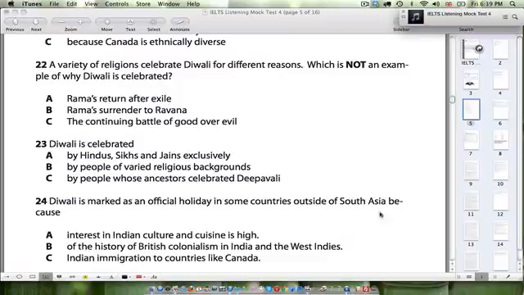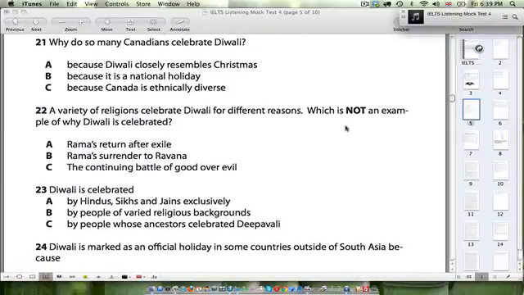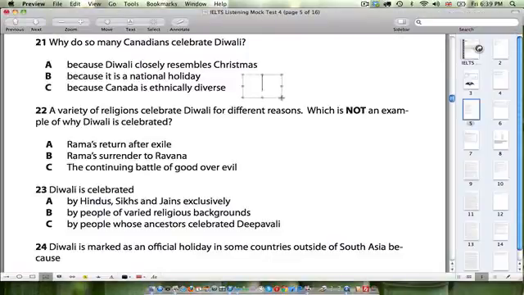Before you hear the rest of the conversation, you have some time. Okay, so let's go through these questions. Why do so many Canadians celebrate Diwali? It's not because it resembles Christmas. It's because Canada is ethnically diverse. So they were mentioning that there are large Indo-Canadian populations, and this is the reason why it's a very popular holiday. So the answer here would be C.